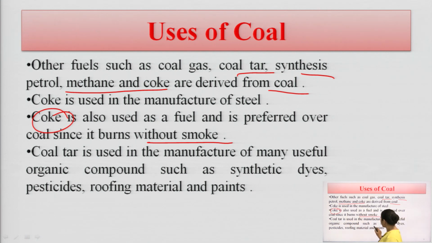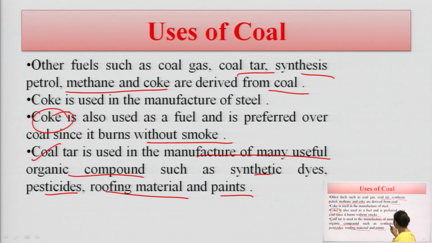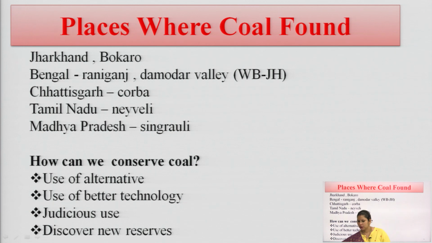Coal tar is used in the manufacturing of many useful organic compounds. We use coal tar for different purposes: in pesticides, in roofing material, in paints, and in synthetic dyes. So, this is also an important use of coal.